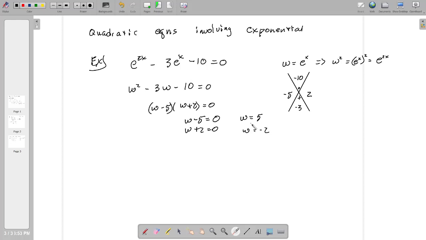Now, are we done here? No, we're not done yet. The reason we're not done is because we've solved for w. Our original equation is in terms of x. We're looking to solve for x, but we haven't done that yet. We've only solved for w. So we take our w, and we resubstitute. e to the x is equal to 5, and e to the x is equal to negative 2.